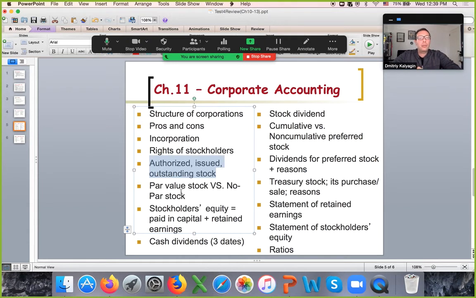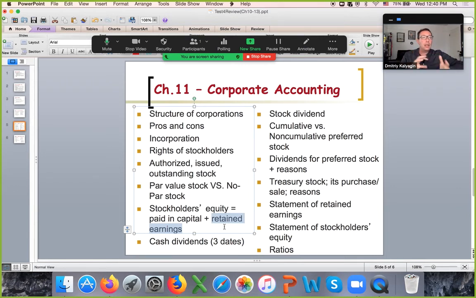We talked about par value stock versus non-par value stock. And guys, we described that the equity consists of two components, PIC or paid-in capital, under which you have multiple accounts. You have common stock, preferred stock, paid-in capital in excess of par value, treasury stock, which is a contra account. And then you have retained earnings or earned capital. So that's one account, which is net income or earnings minus dividends.